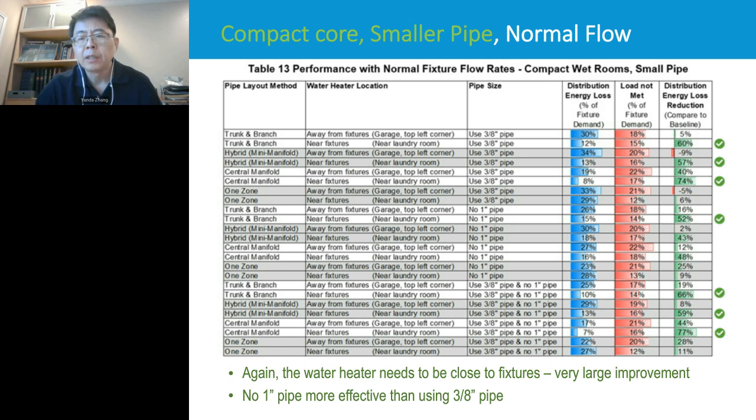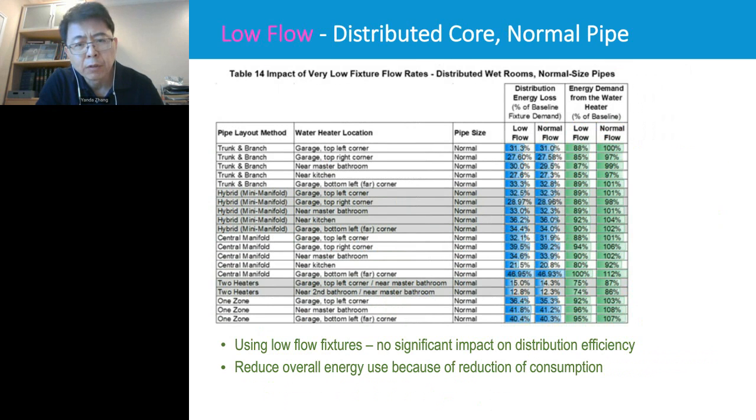So now let's look at the impact of low flow fixtures. This time, let's focus first on the blue columns that show you the distribution energy loss, the comparison between low flow versus normal flow. What we find is that low flow increased the distribution energy loss, but by a very, very small amount, right? And on the other side, low flow fixtures definitely reduce the overall energy use. I'll show it on the right two columns, the two green columns, about 12% overall energy reduction.